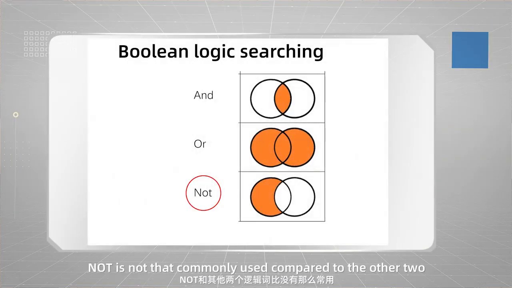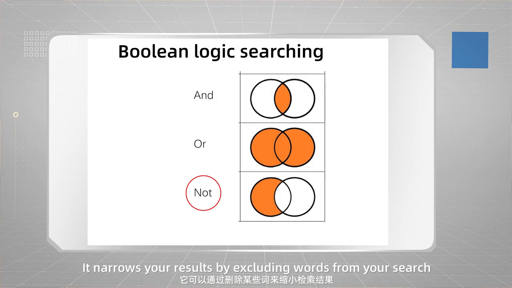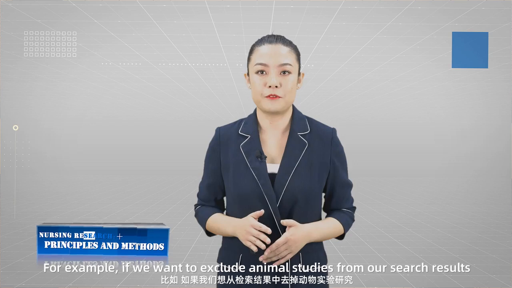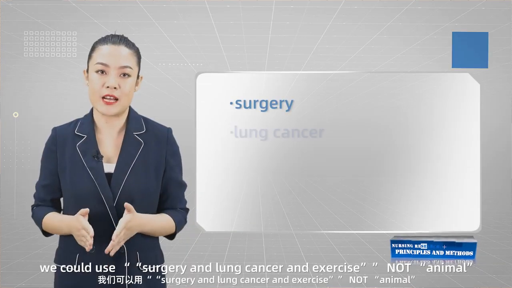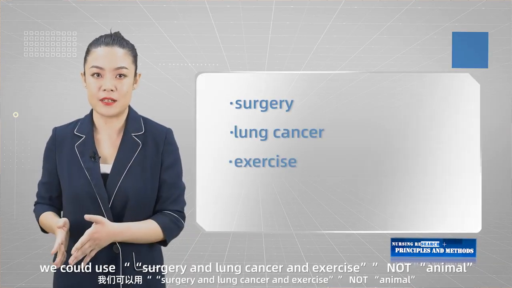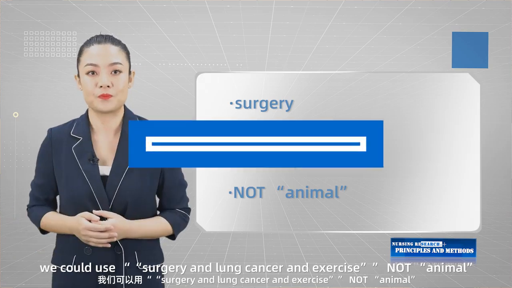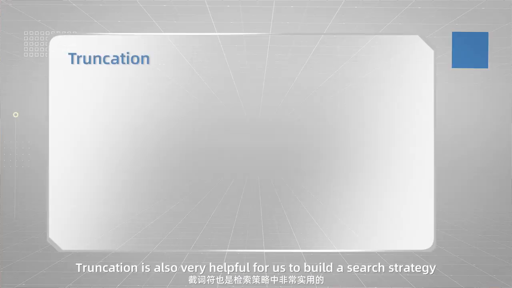NOT is not that commonly used compared to the other two. It narrows your results by excluding words from your search. For example, if we want to exclude animal studies from our search results, we could use surgery AND lung cancer AND exercise NOT animal. Truncation is also very helpful for us to build a search strategy.